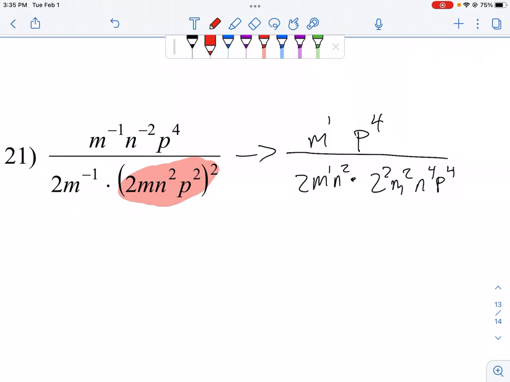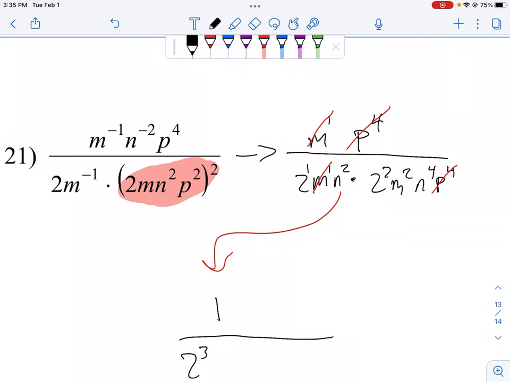Okay, I'm going to do a couple things. I see m to the 1st and m to the 1st would cancel. I also see a p to the 4th and a p to the 4th that would cancel. So if that happens, let's see what we're left with. I'd be left with 1 in my numerator because there's nothing. I need that placeholder. I have 2 to the 1st and 2 to the 2nd. I can write that as 2 to the 3rd, or I can work out 2 to the 2nd is 4, and 2 times 4 is 8. 2 to the 3rd is also 8. It would be fine either way.